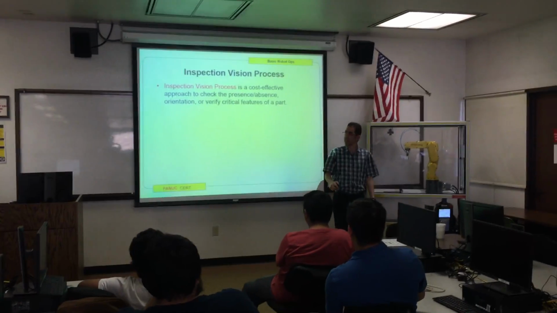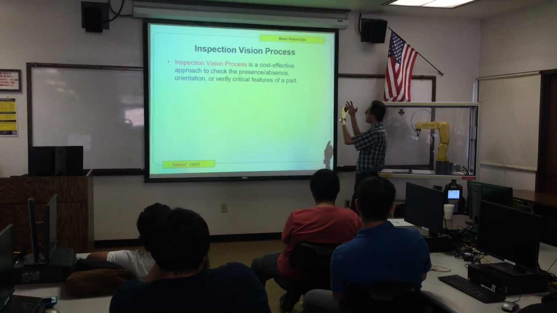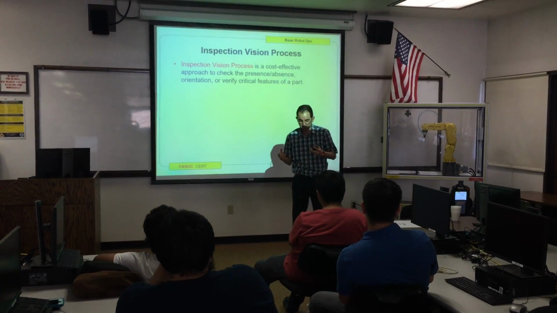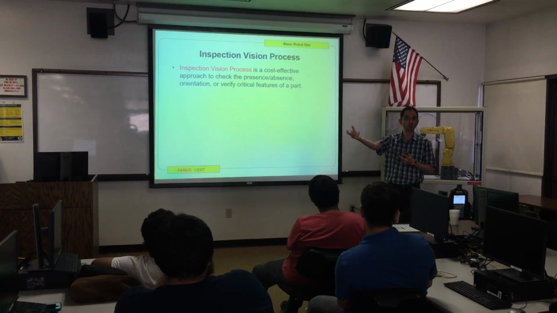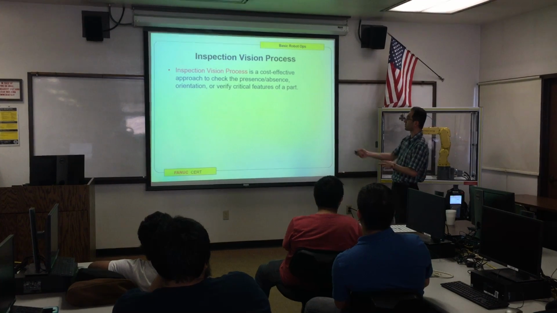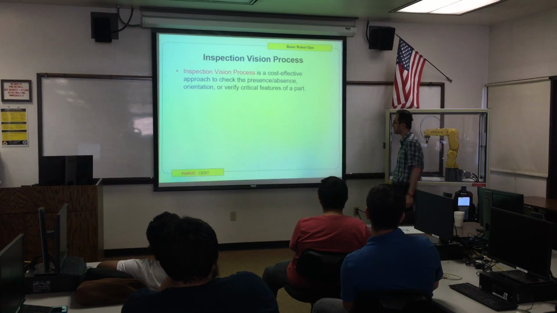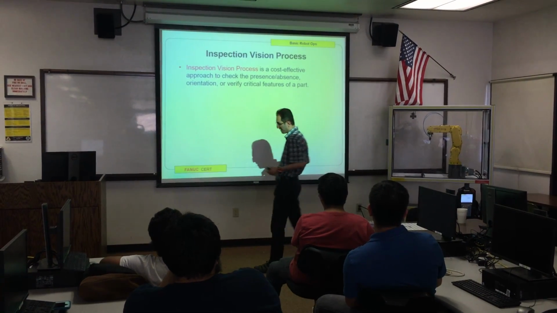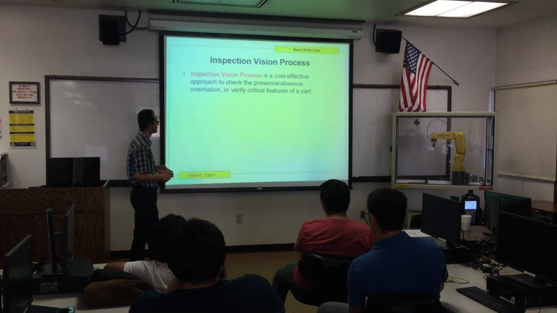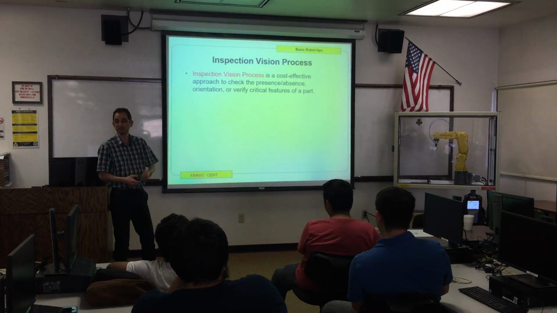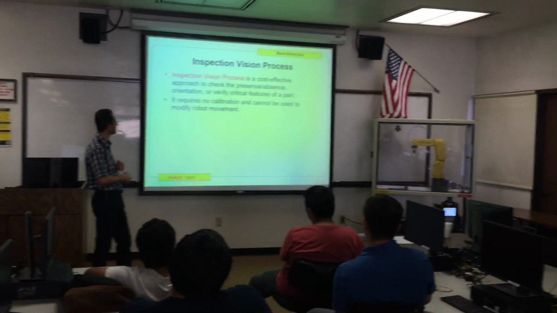So the inspection vision process is basically a very cost-effective approach to check the part, to see if the part is right or wrong, if it's the right part or if it's the wrong part. Or check the orientation or verify critical features of a part. So basically, instead of a QA human checking the part, you can have the system check the part, to see if it passes or fails the part, or if you can determine the part is correct or not, right?